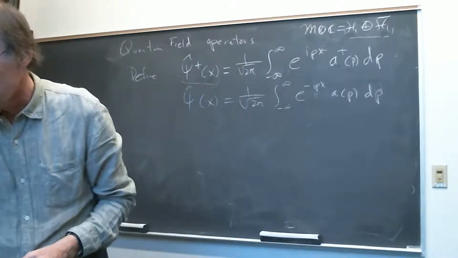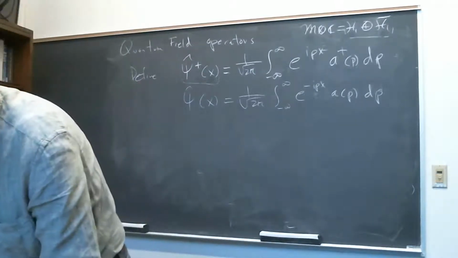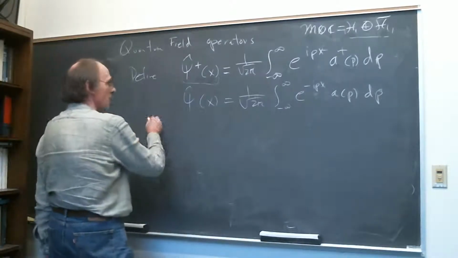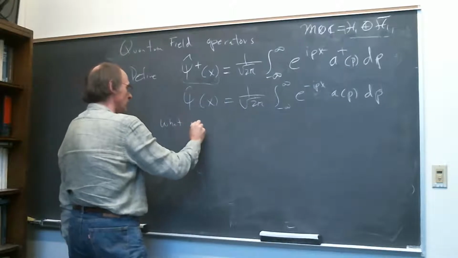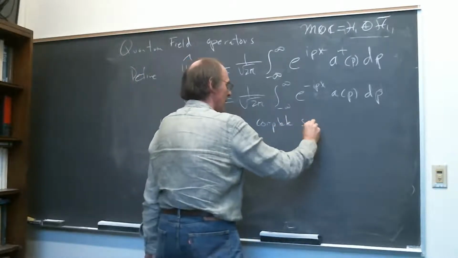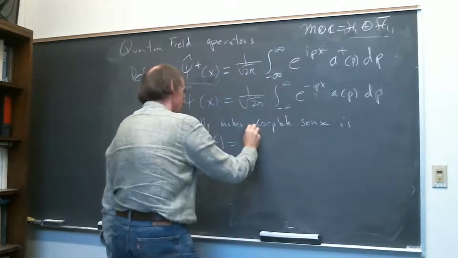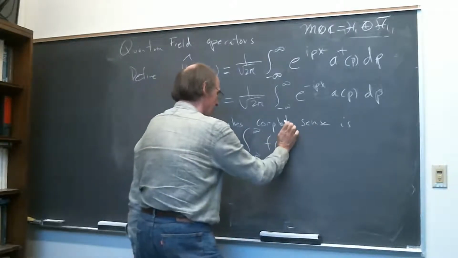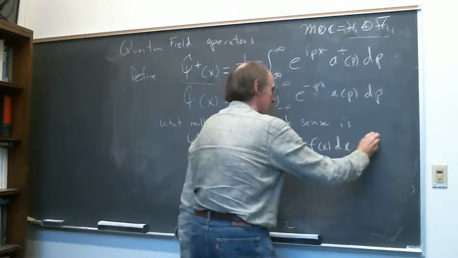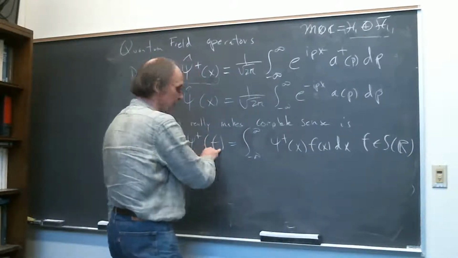And okay, let's see. What do I want to do? Maybe just to say something quickly about, okay. Anyway, then again the same story. So what really makes complete sense is psi dagger of F, which is the integral of F times psi dagger of x dx, with F some kind of smearing function.